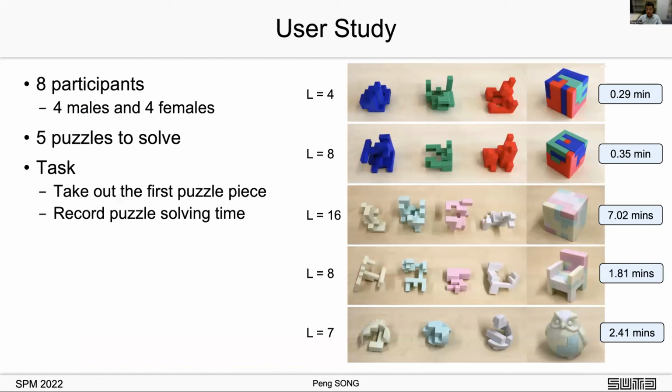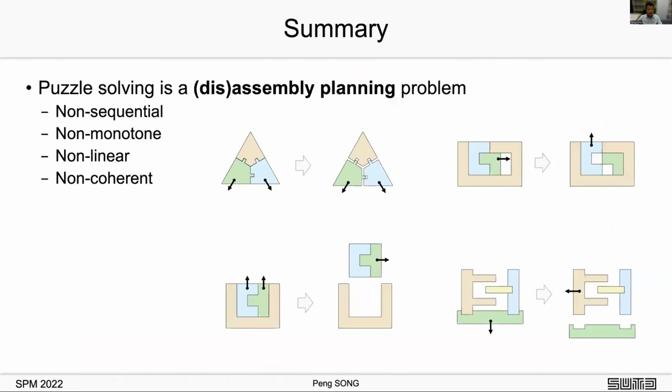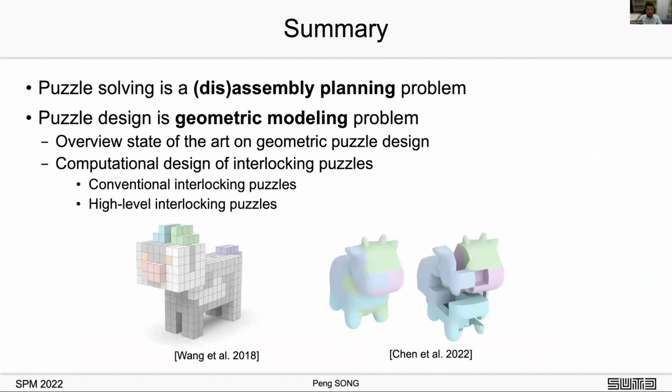We conducted a user study to learn how difficult it is for general users to play our high-level interlocking puzzles. I will skip this part due to the time limit. Okay, summary. In this talk, first, puzzle solving is a disassembly planning problem, and some puzzles may require complex disassembly plans to solve them. And puzzle design is a geometry modeling problem with a number of design requirements on fabrication, assembly, appearance, and applicability. So I have given an overview of the state of the art and introduced two research works.